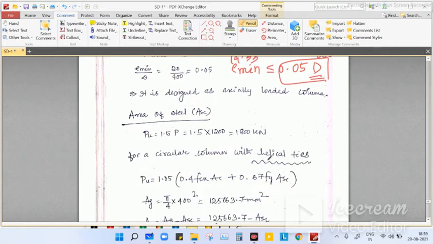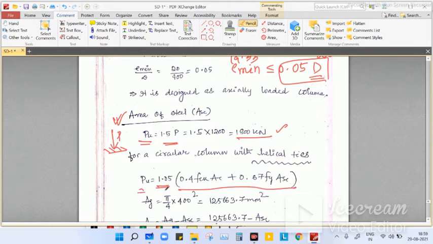So area of the steel, we have to find out first for design of the column, area of the steel, Asc. Before that, the ultimate loading. Pu is the axial compressive load acting on the column. P is given, so Pu is 1.5 P, that is 1800 kilonewton. As we are designing for circular column with helical ties, we have to multiply by 1.05 in our given formula.